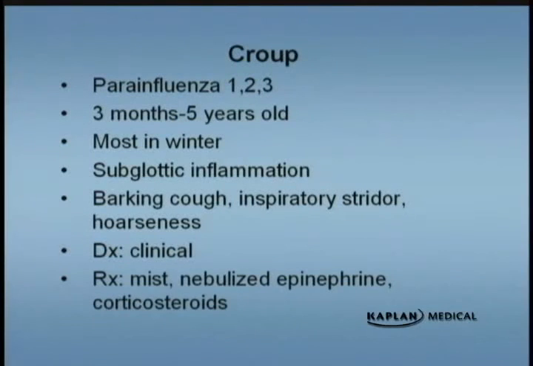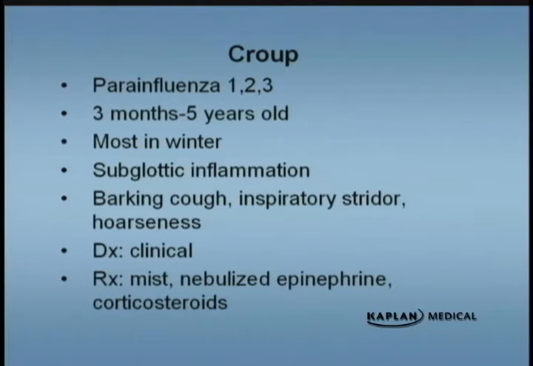We'll start with upper airway obstruction, and the most common one that you're going to see is croup. Croup is most commonly caused by parainfluenza virus. There's 1, 2, and 3. Lesser causes of croup include respiratory syncytial virus and adenovirus and other viruses. Number 1 is going to be the parainfluenza viruses.